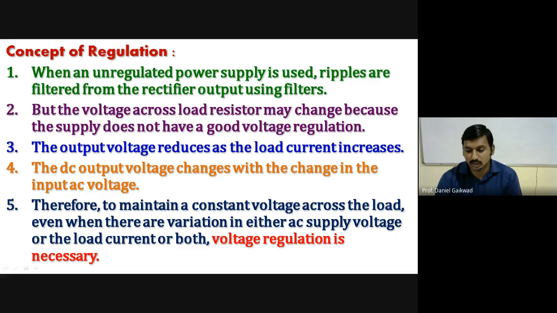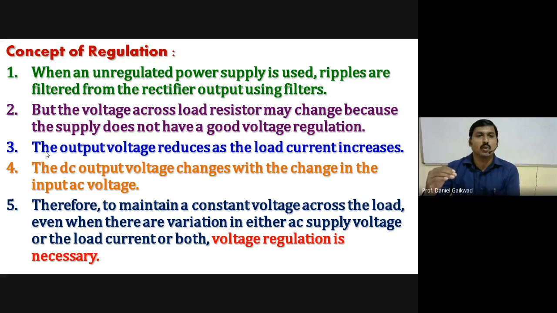One is called the line regulation, because of line voltage, and the second one is load regulation. So the voltage across the load resistor may change because the supply does not have good voltage regulation, and that regulation has two concepts. The output voltage reduces as the load current increases. Now check carefully this third point.